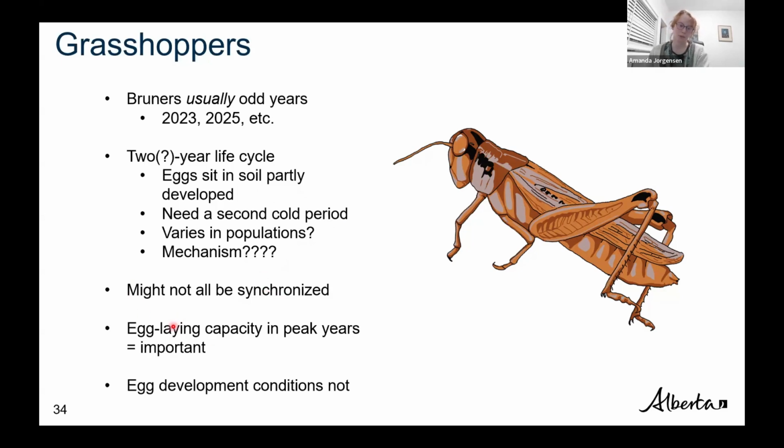So for our Brunner's grasshoppers, that egg laying capacity in our peak years is really important. So how many females and how many adults we have out laying eggs and how early they get out and what those egg laying conditions are like. Our egg development conditions are not as much of an issue with our Brunner's grasshoppers. They're going to have an entire summer sitting in the soil to finish up their development and be ready to emerge in the spring.